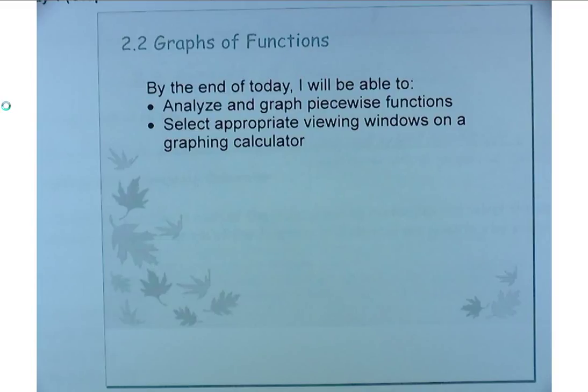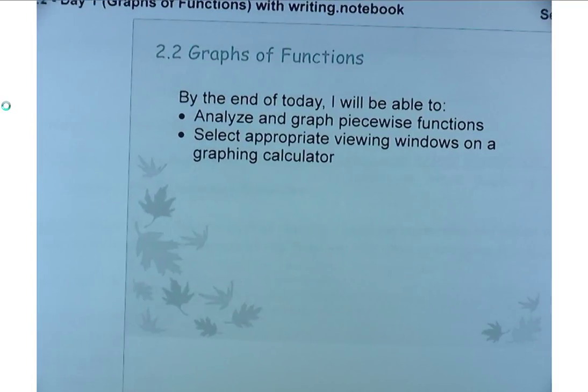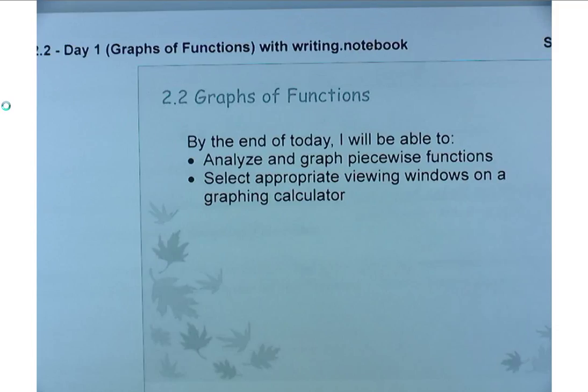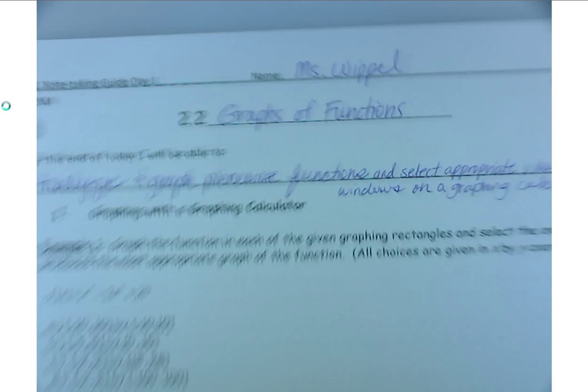Today we are doing 2.2, which is graphs of functions. So by the end of today, you're going to be able to analyze and graph piecewise functions and select appropriate viewing windows on a graphing calculator. You are going to find that, yes, you have done these before, but judging by some of our preview worksheets, we do need a review of the piecewise functions, and that is exactly what we are going to get today.